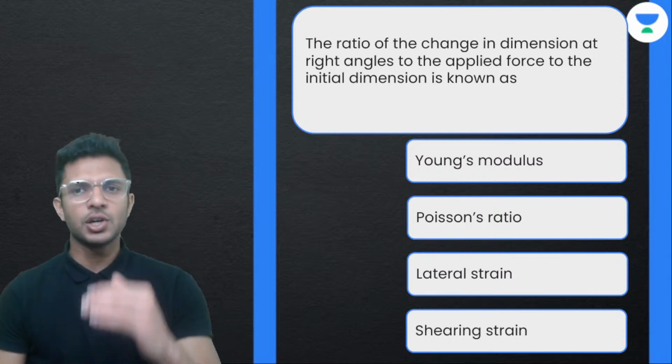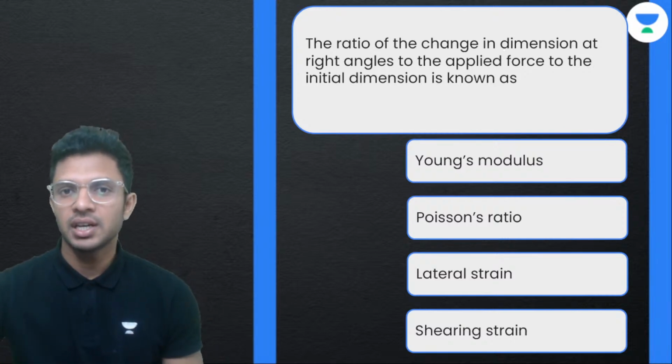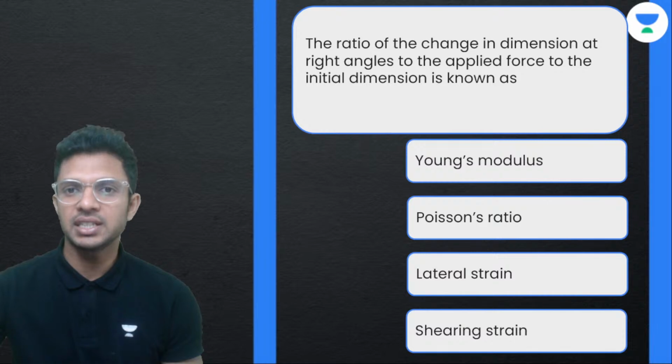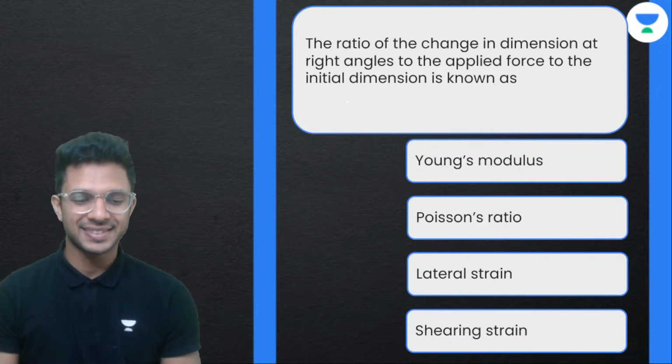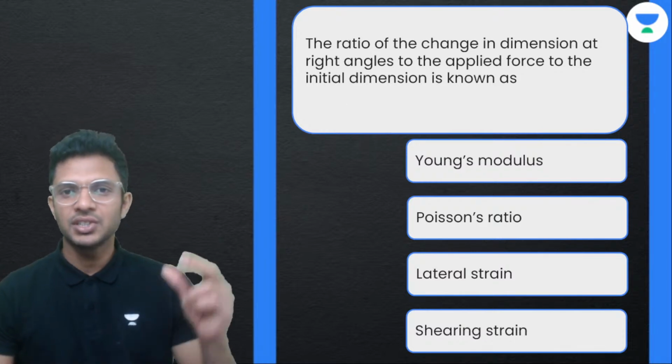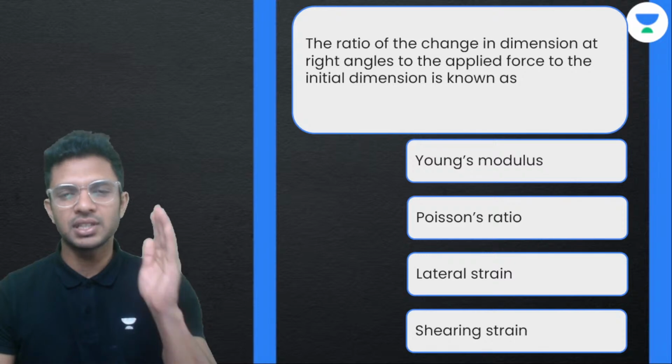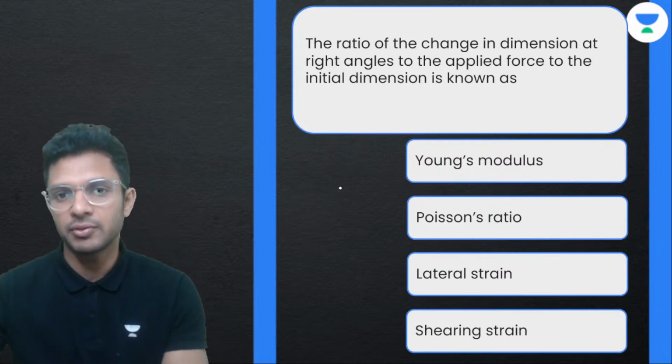Read. The ratio of change in dimension at right angles to the applied force to the initial dimension is known as. Okay, what is it? Change in dimension to original dimension in a direction perpendicular to the applied force. I'll tell you.